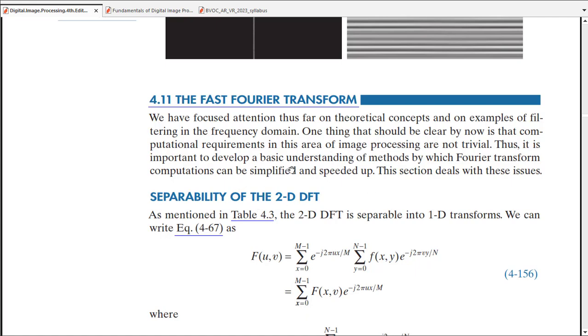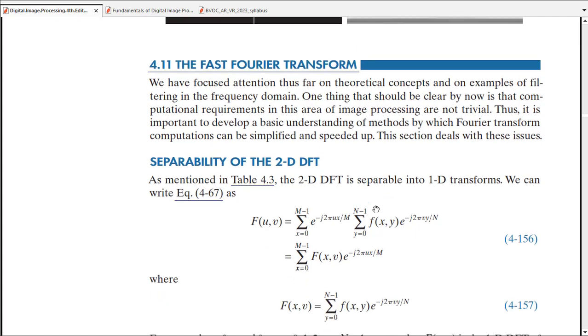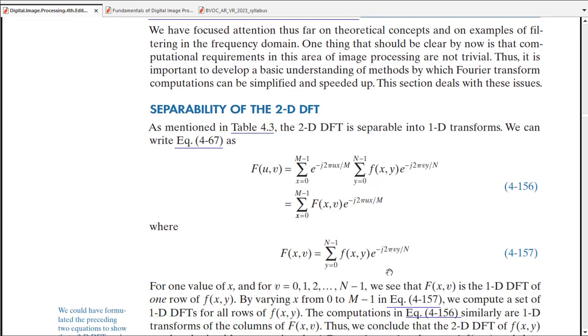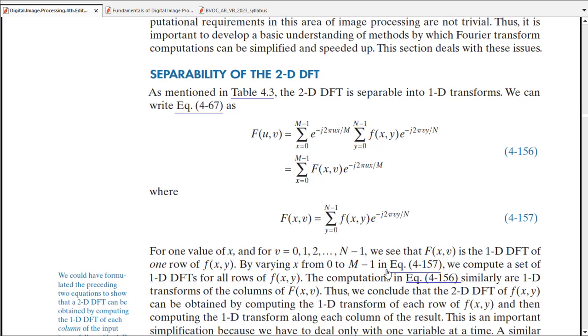Here is an important development: a basic understanding of the methods by which Fourier transformation computation can be simplified and sped up. This is the main issue. Separability of the 2D DFT, two-dimensional discrete Fourier transformation, into 1D transformations. We can write the equation F(u,v) = sigma x=0 to M-1 e^(-j2πux/M) times another sigma y=0 to N-1 f(x,y) e^(-j2πvy/N).